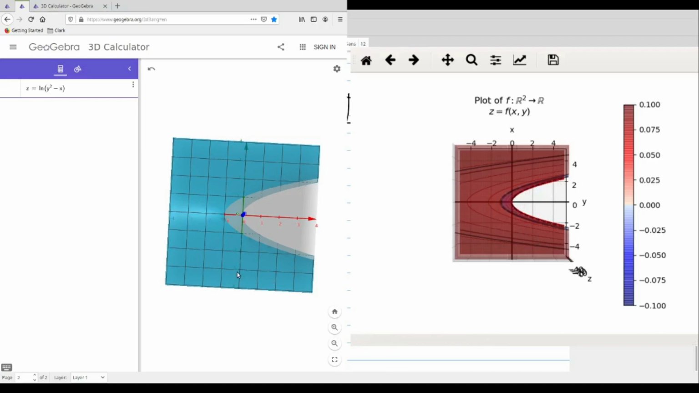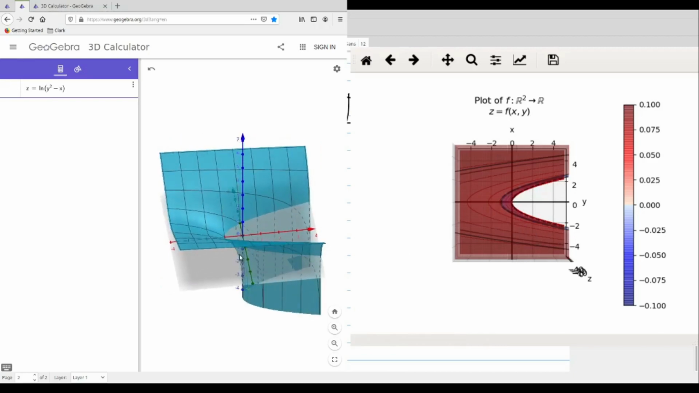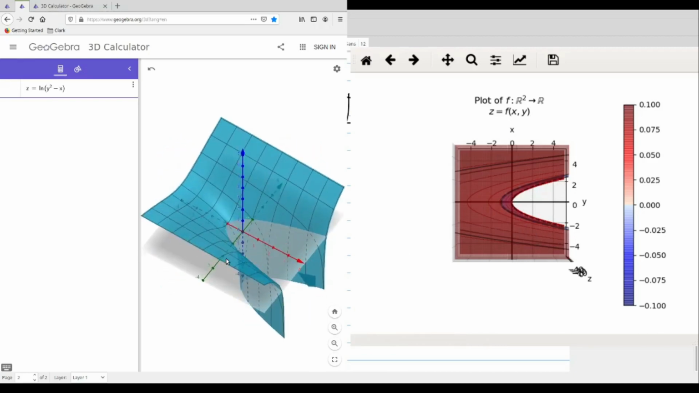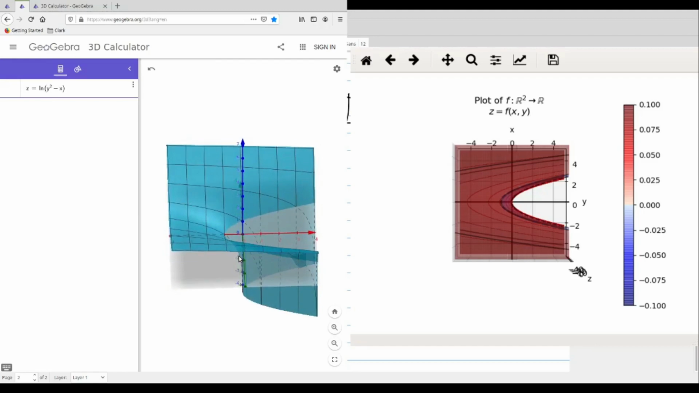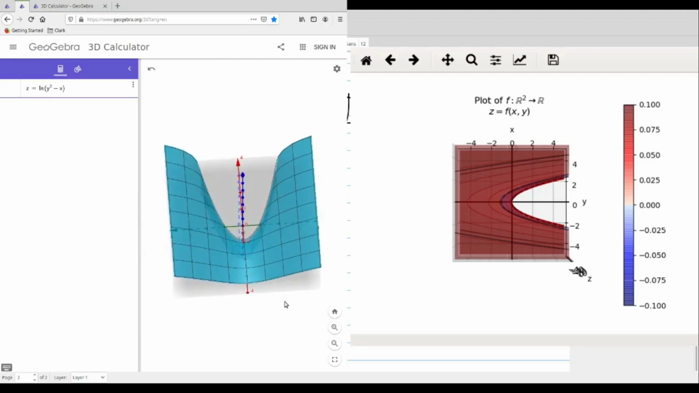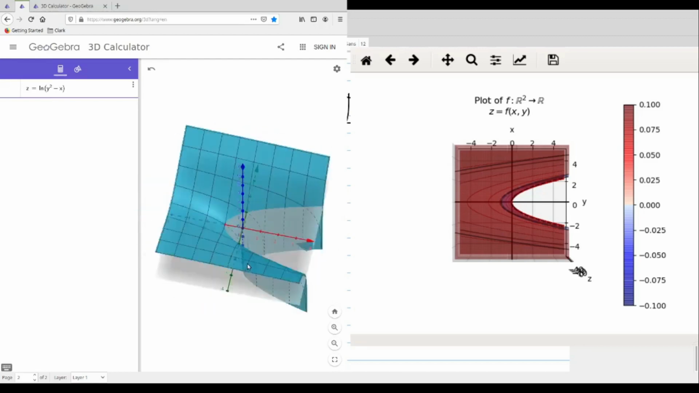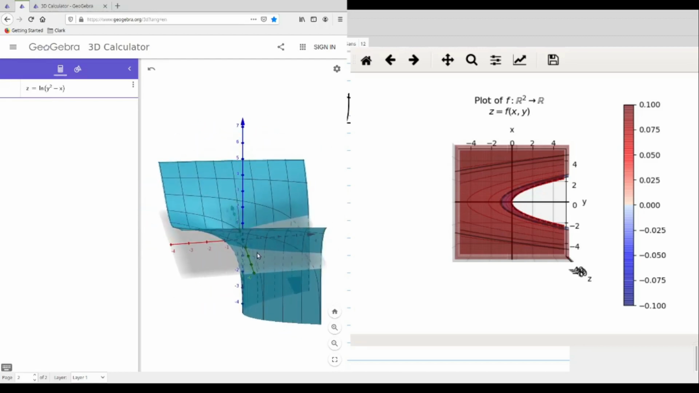You see that this function looks exactly like you might expect. It's kind of like the natural log function, but on a parabola. It's behaving in exactly the same way as a natural log function, where it's going down to infinity as you get closer and closer to that parabola.